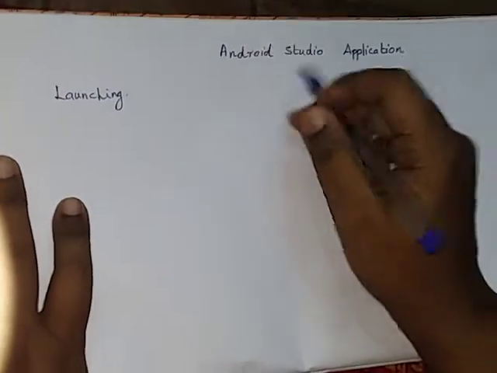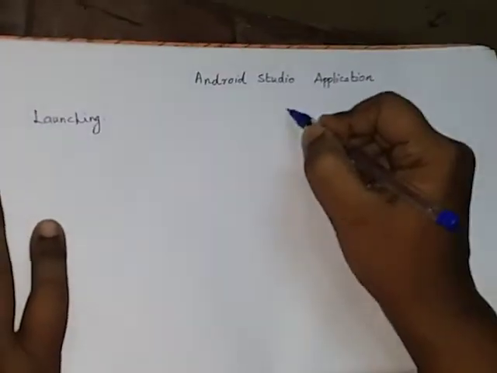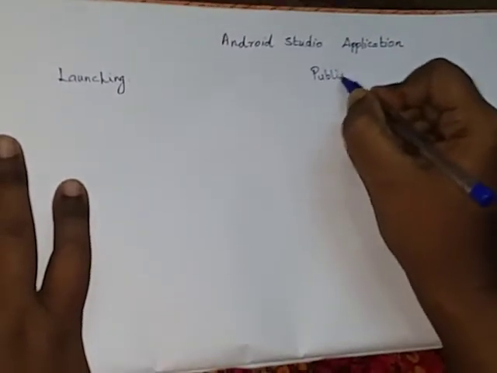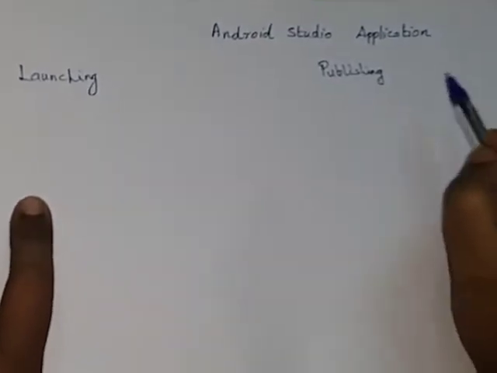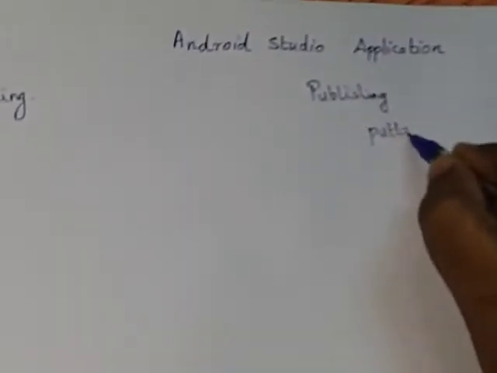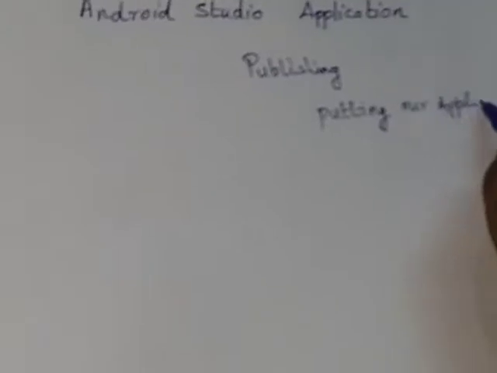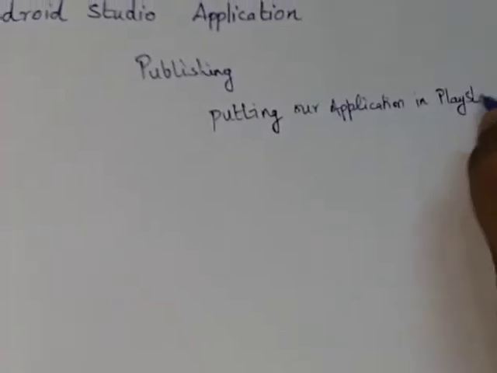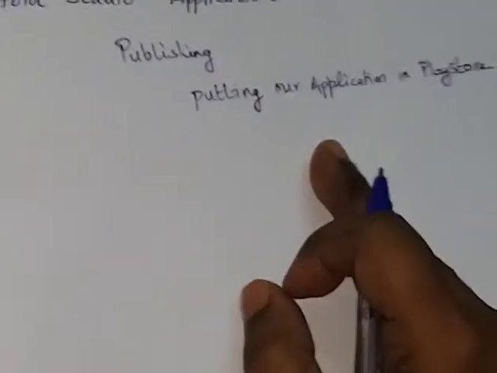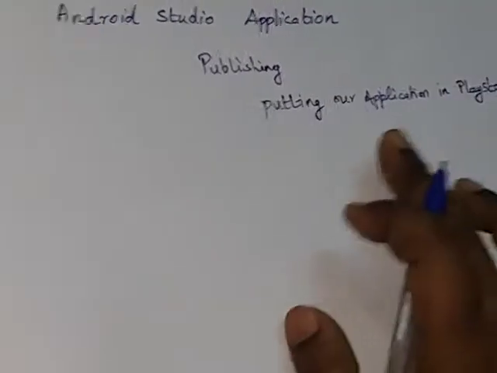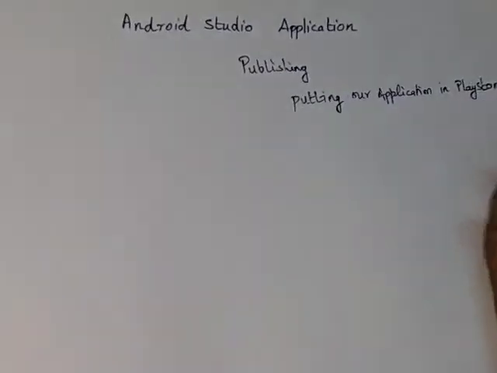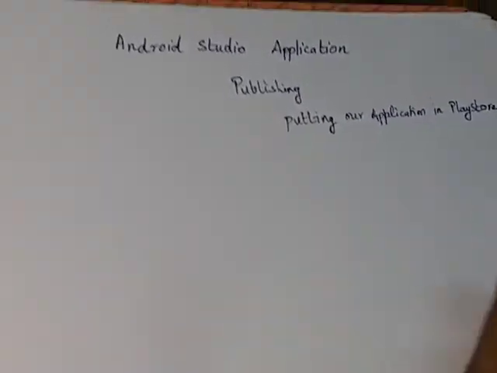Then we have to see another concept, that is publishing our application. After creating an application, we will be putting our application in the Play Store. That is known as publishing. So what is the advantage of putting our application in the Play Store? Whoever wants the application can download it from the Play Store and use it. Suppose we have created an application for accounts verification. Whoever wants that application will download it from the Play Store and use it.